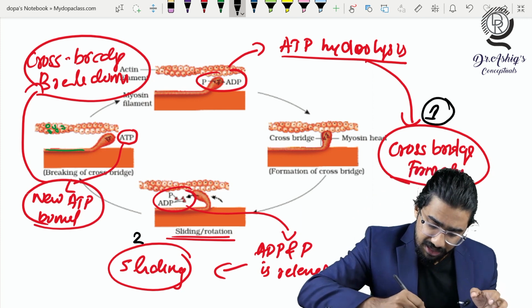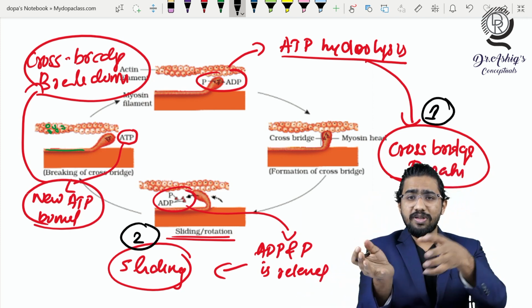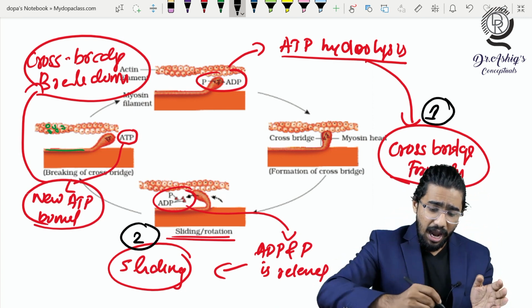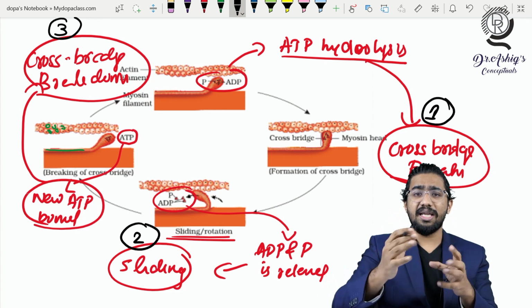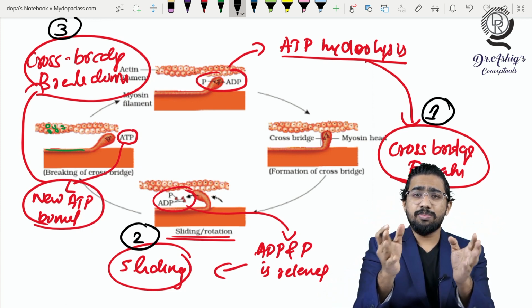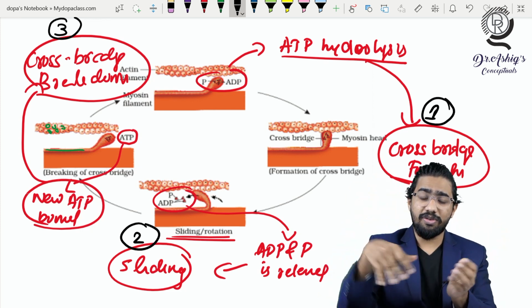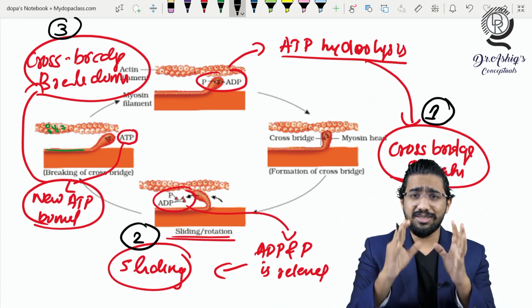The second step is the sliding. How will it occur? The ADP and phosphate are released, and that will lead to the sliding. And the third step is the cross bridge breakdown, which happens by an ATP binding there. When ATP binds, the cross bridge is broken, and it is ready for the next cycle of events. So I hope this is very clear.